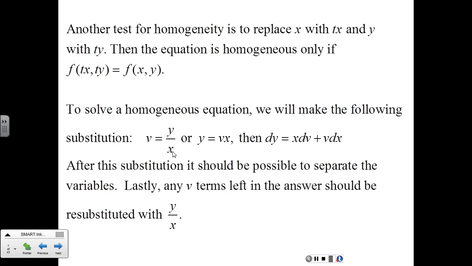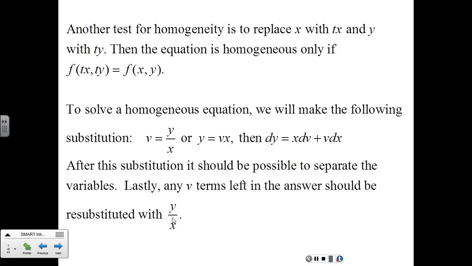So everywhere you see a dy, you're going to put in x dv plus v dx. This is what you need to highlight, circle, whatever. When you do that substitution, you're going to be able to separate your variables. Separate your v's, separate your x's. That will allow separation. And when you get done, any v's left in your answer, you're going to substitute with y over x.